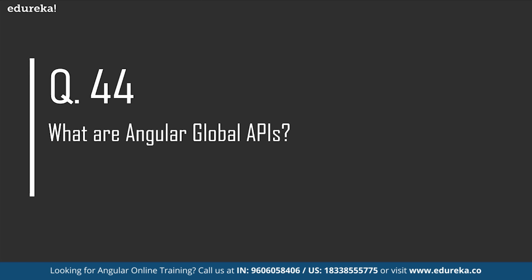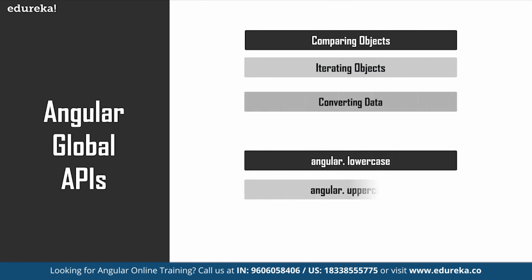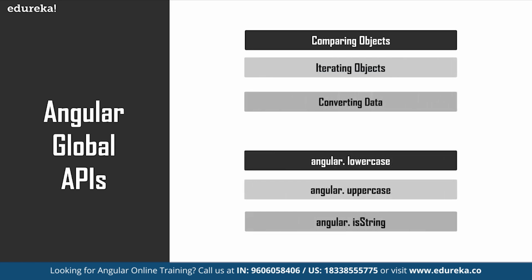Our next question is, what are global Angular APIs? So the Angular Global API is a combination of global JavaScript functions for performing various common tasks like comparing objects, iterating objects, and converting data. There are some common global Angular functions or APIs like angular.lowercase, which converts a string to lowercase, angular.uppercase, which converts a string to uppercase, angular.isString that returns true if the current reference is a string, then angular.isNumber that returns true if the current reference is a number.